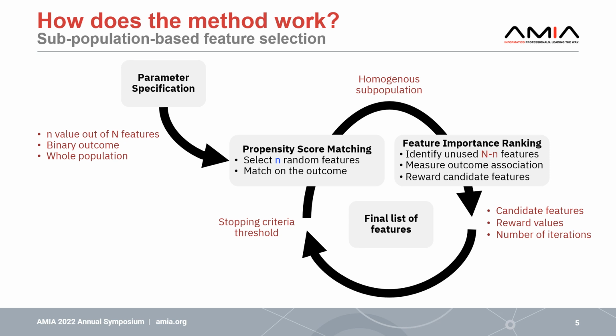Imagine that you have a big data frame of covariates and a binary outcome. The covariates could be of any type, categorical, continuous, and no missing values are allowed, so imputation might be required. The method is based on an iterative process that runs many times, and in each iteration, a different subpopulation is identified. A subpopulation contains positive patients who have the outcome, and negative patients.